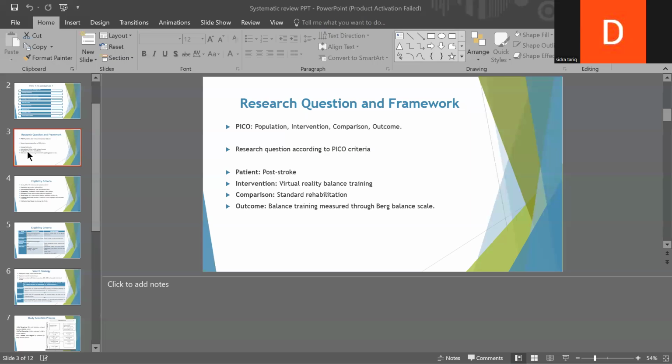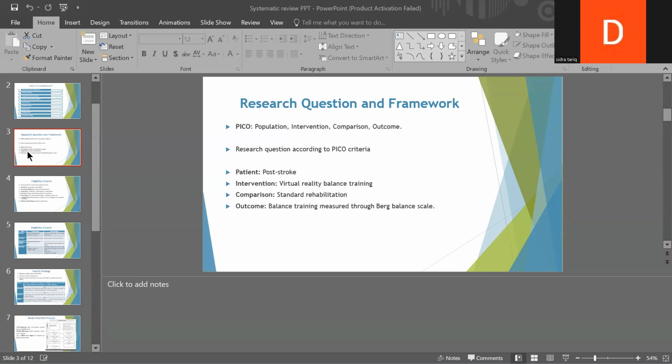Okay, so as we are aware of the basics of the systematic review, our next step is to apply the step-by-step process of systematic review with respect to a specific research question. In the previous lecture, we have learned about the research question. Now, we are going to formulate the research question with respect to a specific PICO framework.